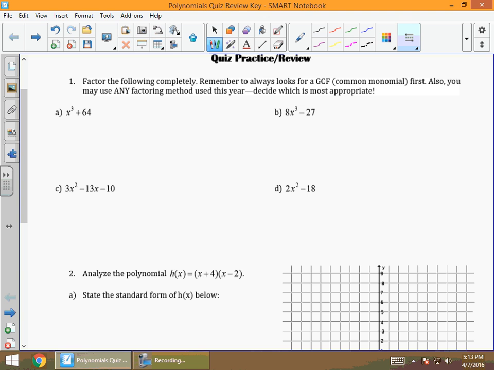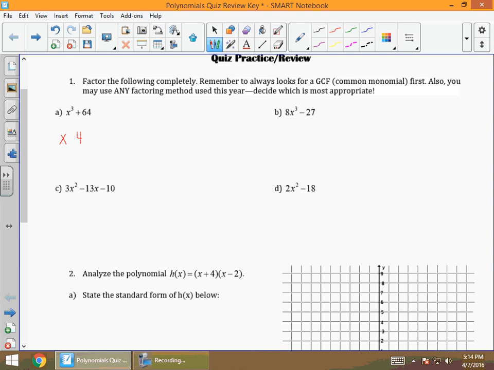So part A is x cubed plus 64. Anytime I see something with just 2 terms, I automatically start thinking about one of our special cases, either the difference of 2 perfect squares or the sum or difference of 2 perfect cubes. As I take a look at this one, I see x cubed and 64, both of which are perfect cubes. The cube root of x cubed is x, and the cube root of 64 is 4.